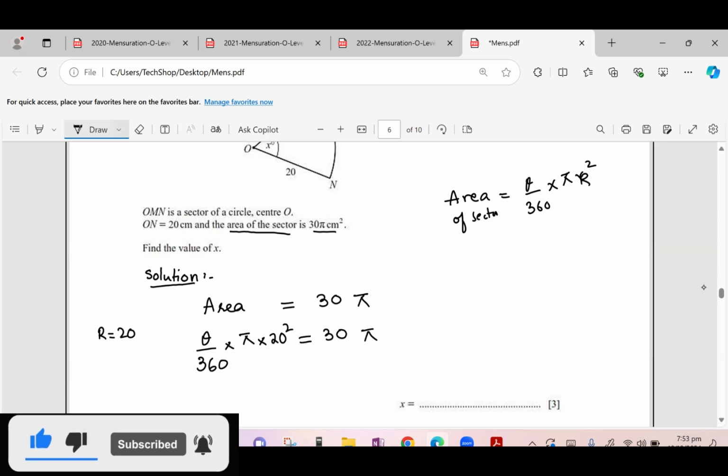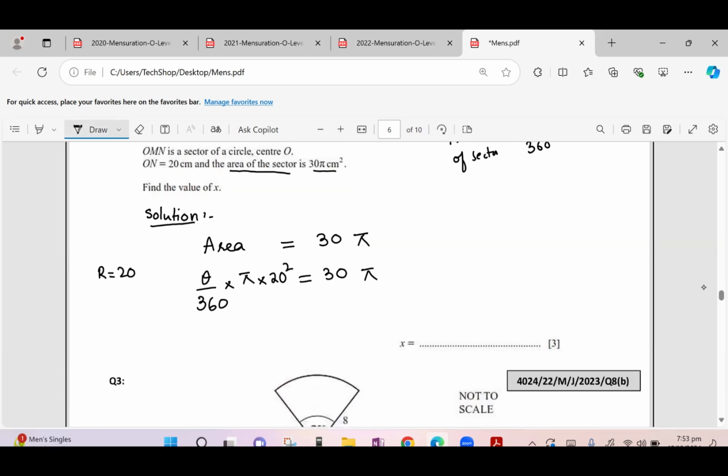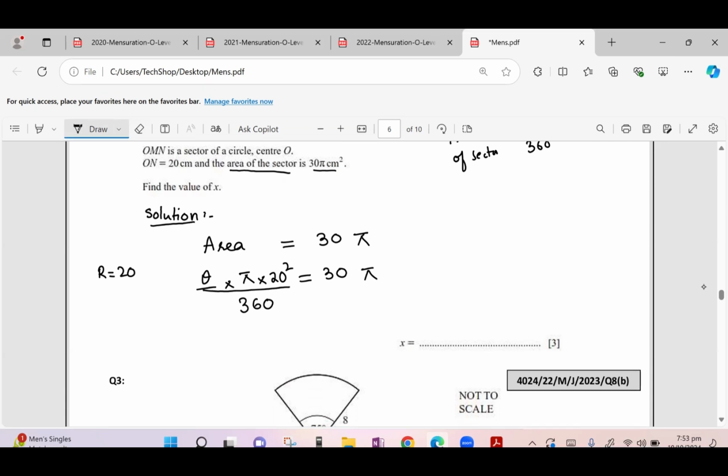Okay, listen. So you have to simplify. How to simplify this? Basically, theta over 360 pi r squared. It is better to write in this way. The full line, draw the full line, and 360 here. Now shift all the values and make theta the subject.